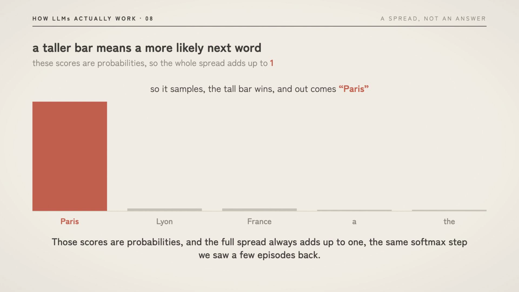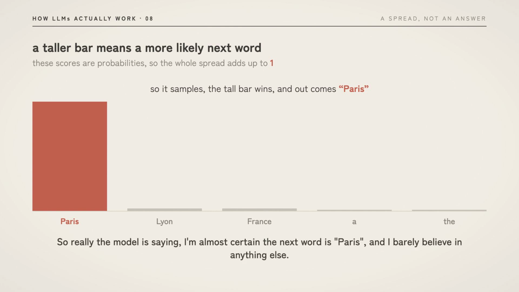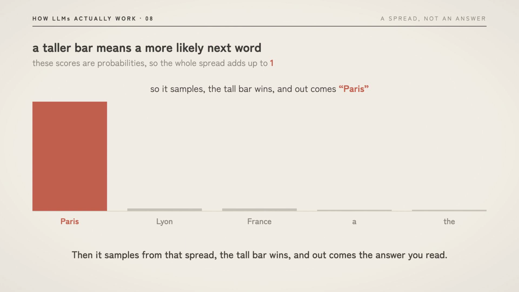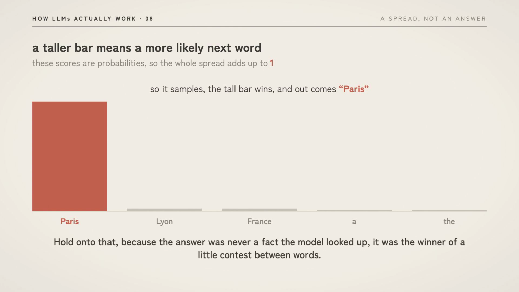Those scores are probabilities, and the full spread always adds up to 1, the same softmax step we saw a few episodes back. So really the model is saying, I'm almost certain the next word is Paris, and I barely believe in anything else. Then it samples from that spread, the tall bar wins, and out comes the answer you read. Hold on to that, because the answer was never a fact the model looked up, it was the winner of a little contest between words.